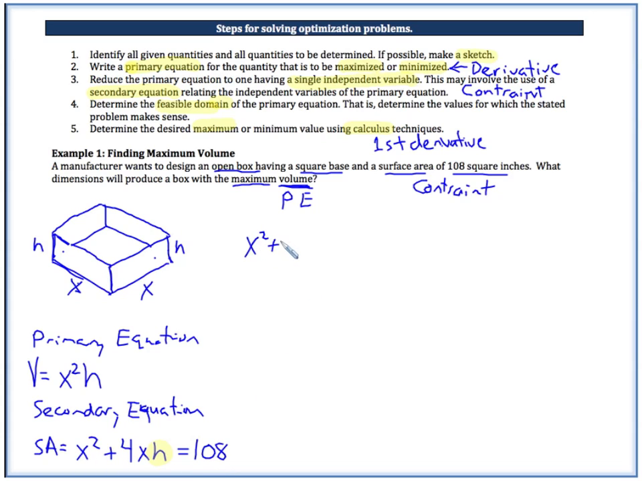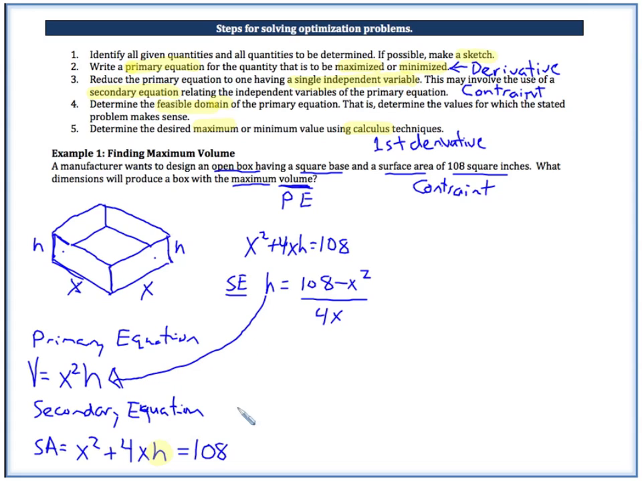Okay, so let's manipulate our secondary equation, solve for h. So we got x squared plus 4xh equals 108. We're going to solve for h. So we can see it's going to be 108 minus the x squared, and this is going to be divided by 4x. Now what we need to do is take this h and substitute it into our primary equation. So our primary equation here is going to be the volume equals x squared times h, which is 108 minus x squared over 4x.